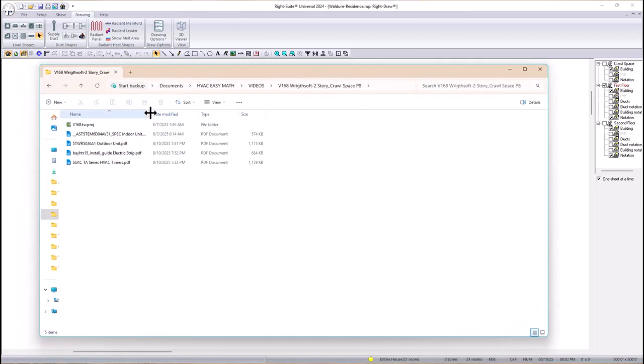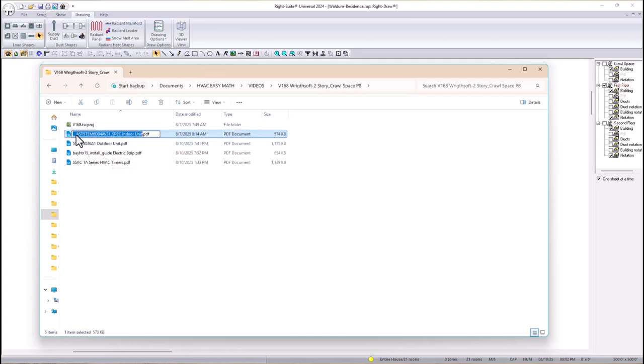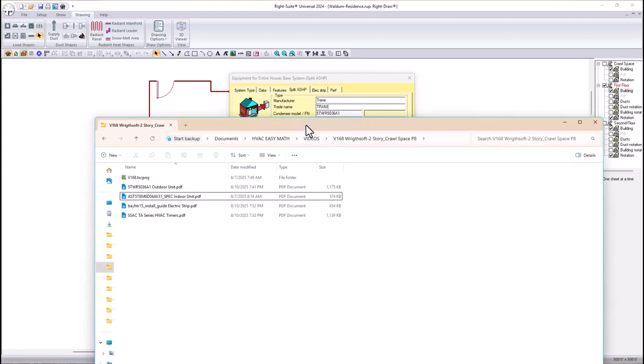Now what I did is, for example, I put all the information in one of my folders. This is the indoor unit, this is the outdoor unit based on the model. I'm going to change the name a little bit, depending on how organized you want to make this folder. Okay, so outdoor unit, indoor unit, electric strip, and then you're going to be able to see some accessories. There are always accessories.